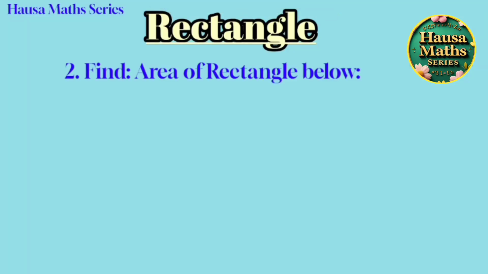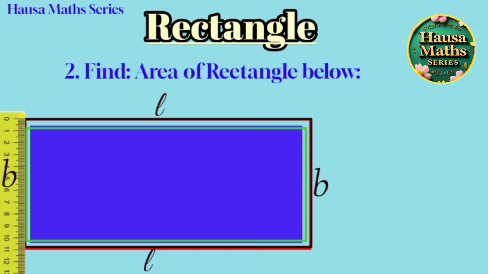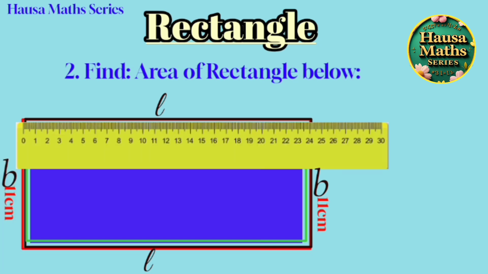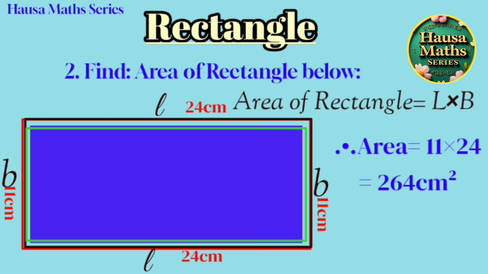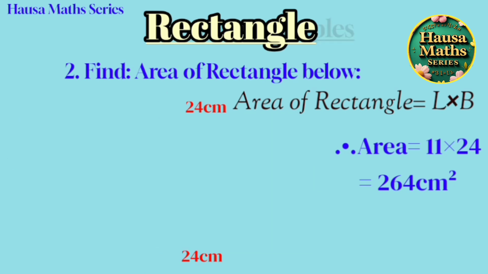The next one, we have area of rectangle. Number two, find area of rectangle below. The area of rectangle is always length times breadth, since the formula is like that from the beginning. So we need to measure: the breadth is 11 centimeter and the length is 24 centimeter. So 24 centimeter is going to be multiplied by 11 centimeter. The area is equal to 11 times 24. The value of area is 264 centimeters squared. Now take the other examples.